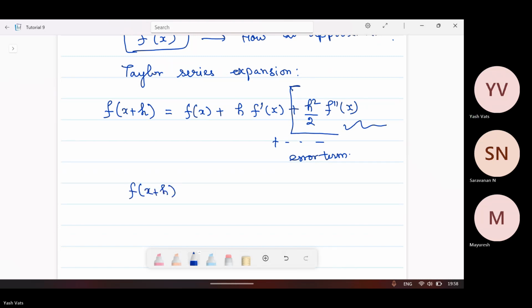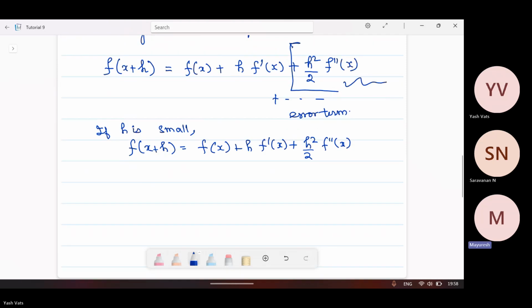So if h is small, I'm still writing here till this term, say f double dash x. So I just stop here for the expansion. So it is like an approximation, right? So (f(x + h) minus f(x)) by h is equal to f dash x plus h by 2 f double dash x.